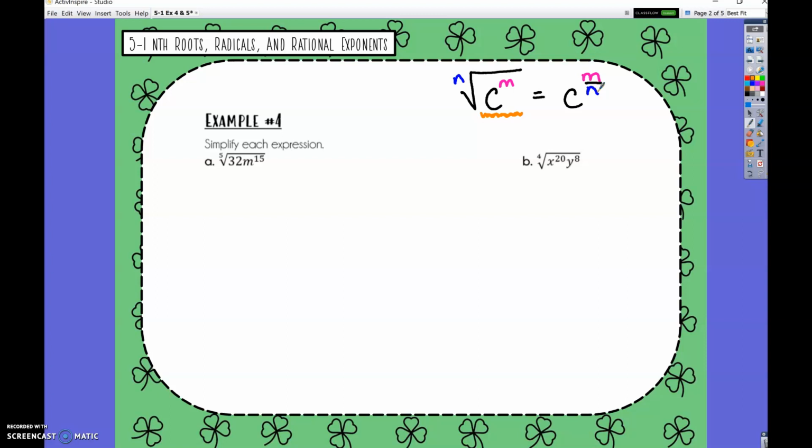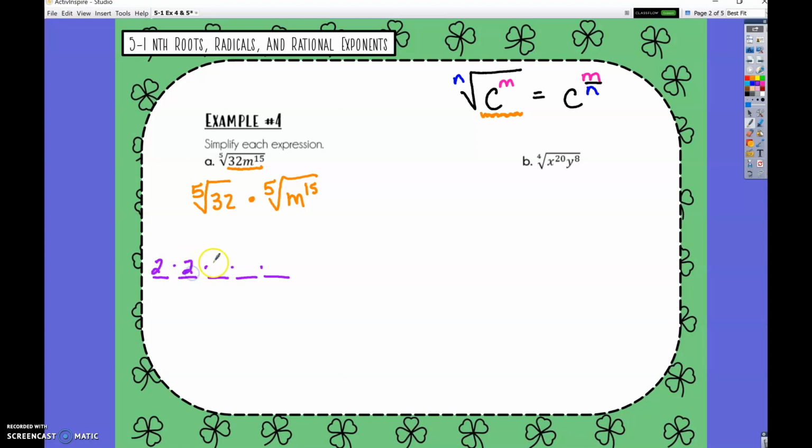So to simplify these expressions, we have essentially 32 m to the 15th. That is our radicand. When we're working with that, we want to say, well, we could separate them if we'd like. So I'm going to separate it as the 5th root of 32 times the 5th root of m to the 15th. By separating them, I can find a number possibly that will give me the 5th root of 32. And we've talked about this in previous examples. That means taking something times itself 5 times to make 32.